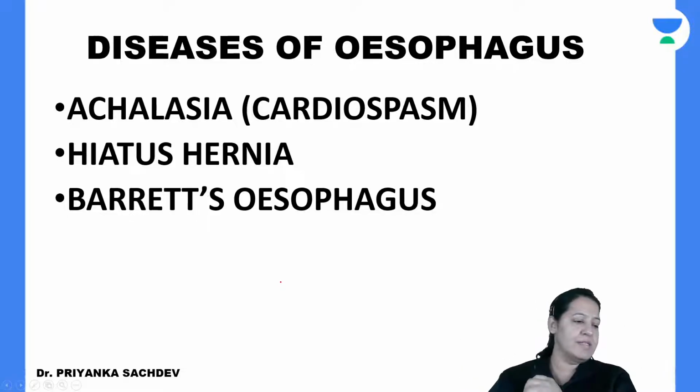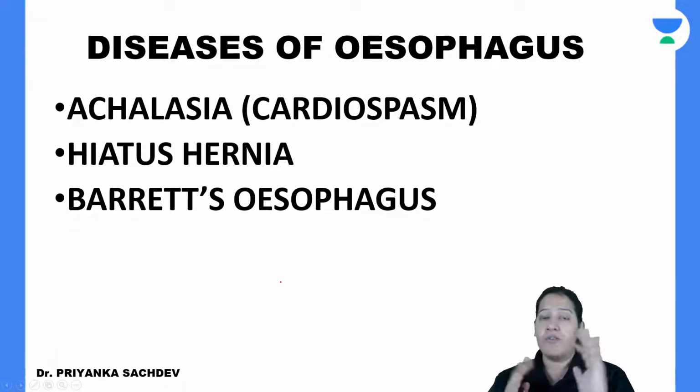Now let me start the diseases. You already have an overview of the anatomy and the histology of the normal esophagus, so you will have a better understanding of the diseases now. These 3 diseases today I will teach you in the esophagus, from which maximum MCQs come. So the first disease is achalasia.